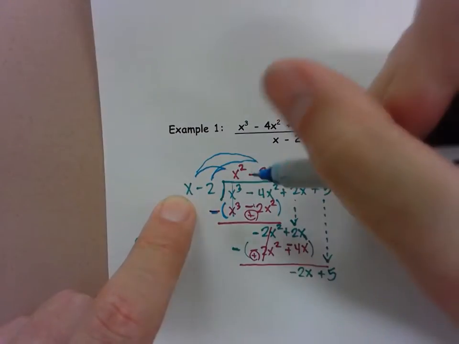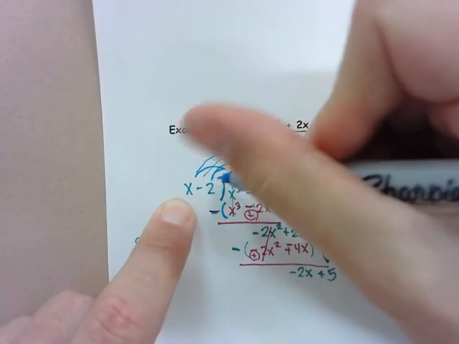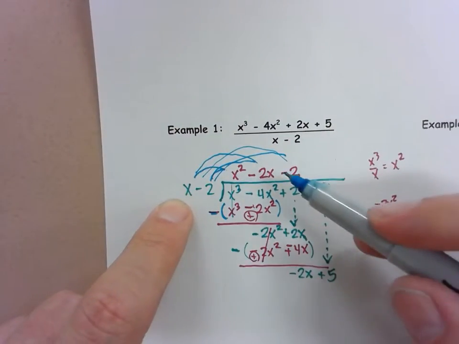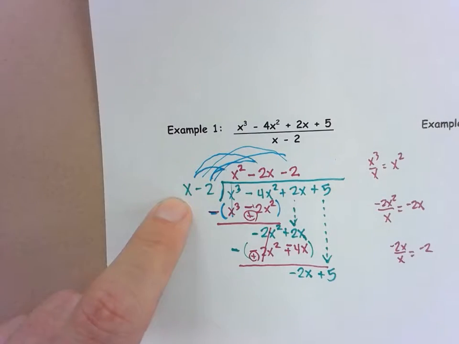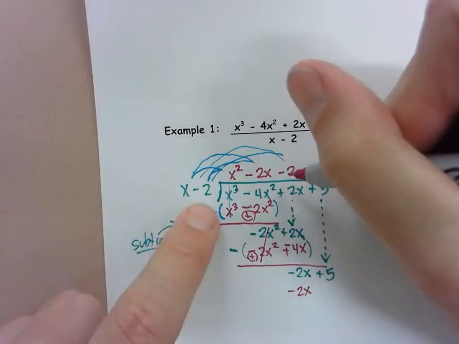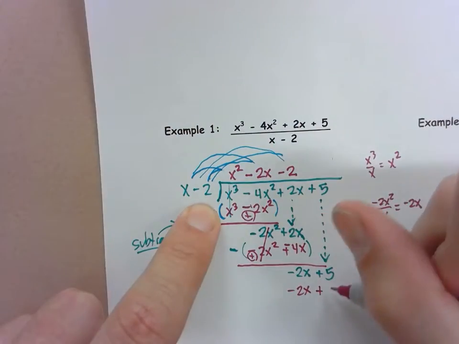And again, distribute that negative 2 on the two terms on the outside. Sometimes there's more than two terms, but in this case, it's just two terms. Negative 2 times x, that's going to give you negative 2x. And negative 2 times negative 2 is positive 4.